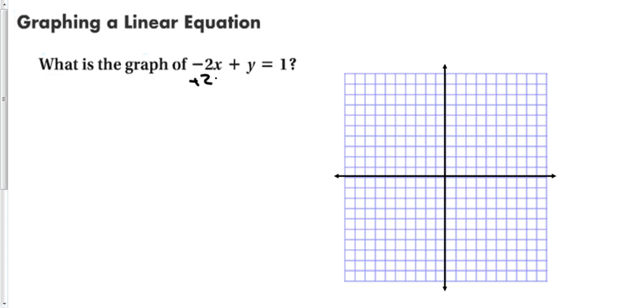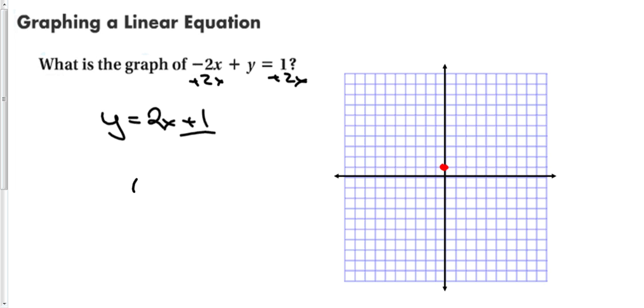Add 2x to both sides. That gives me y is equal to 2x plus 1. That's slope-intercept form. Here's my intercept point, plus 1. Let's put it on the graph. Right there.